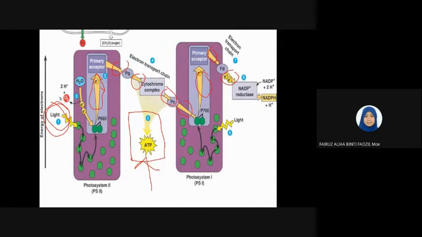Once I speak about light reactions, we start with PS2 first. PS2, or photosystem 2, is the first photosystem to function in light reactions. Why is it called photosystem 2? Because it was discovered later than photosystem 1. But it occurs first during light reactions, and only after photosystem 2 functions is it followed by photosystem 1.